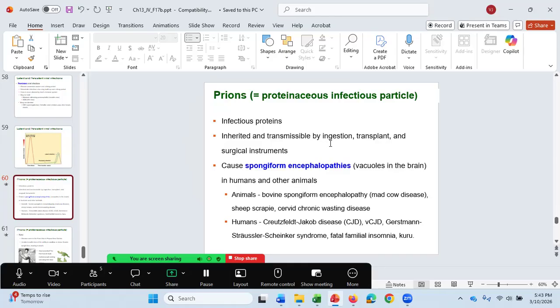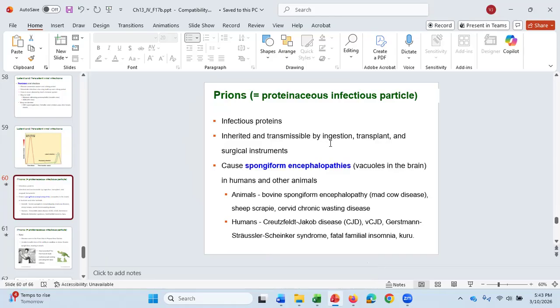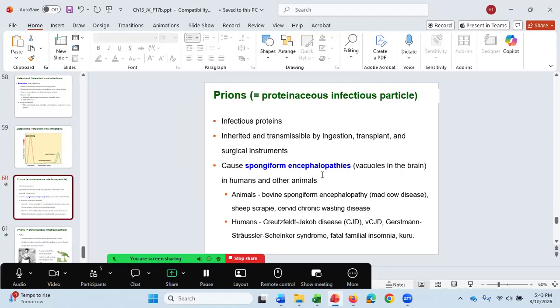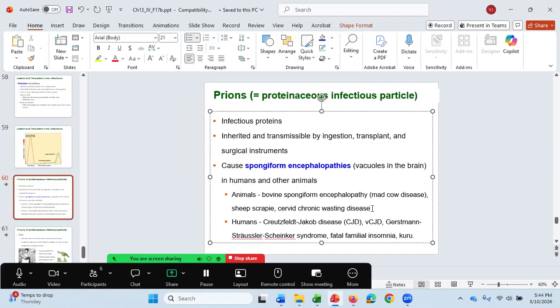Prions cause spongiform encephalopathy. Encephalopathy is a vacuole in the brain. Humans and other animals can get spongiform encephalopathy. In animals, we call it bovine spongiform encephalopathy, and a more common name is mad cow disease. Sheep scrapies, cervid chronic wasting disease, and then there's a new one, feline spongiform encephalopathy or mad kitty disease.